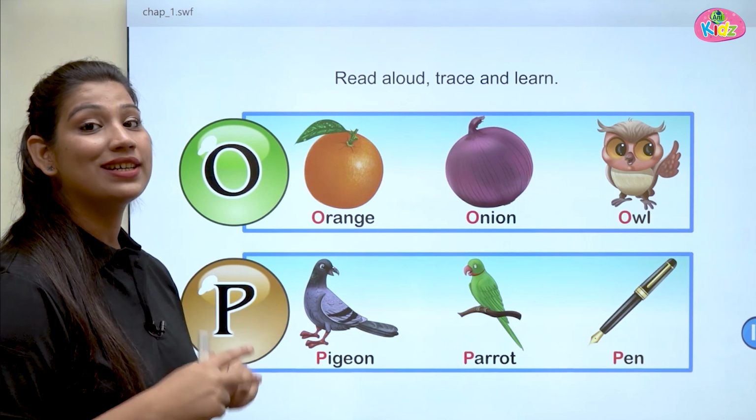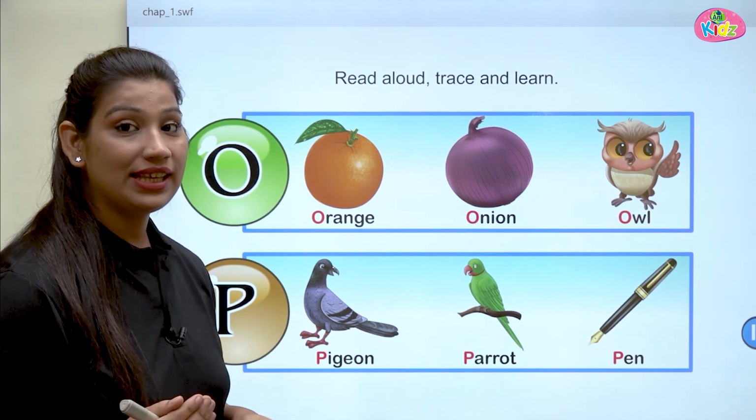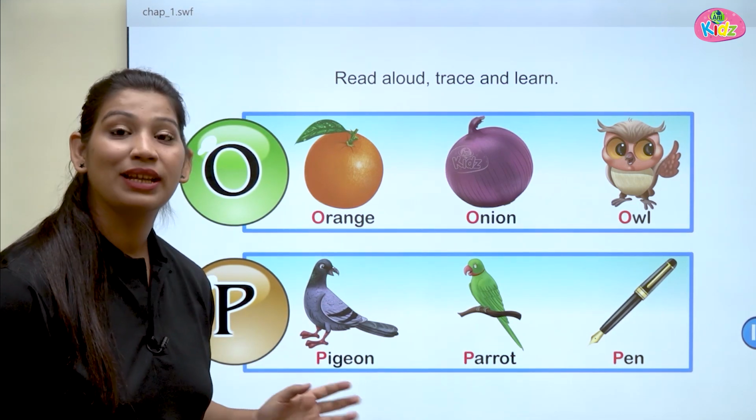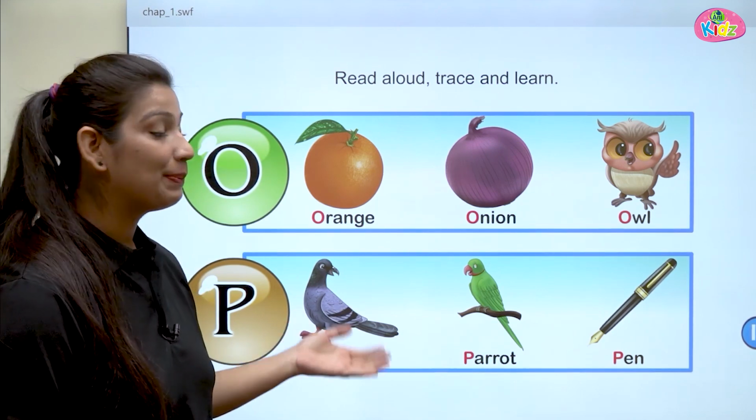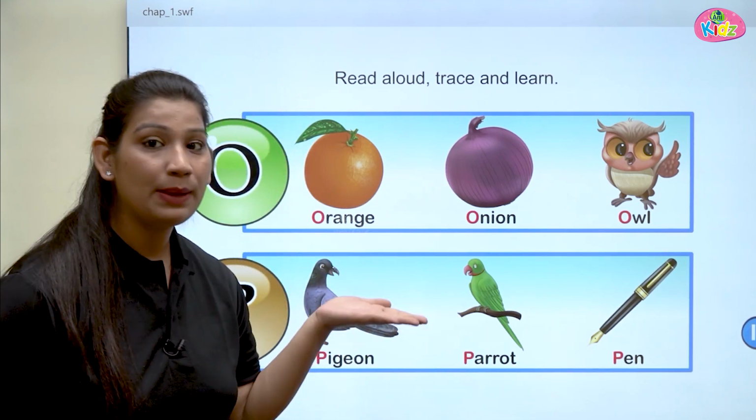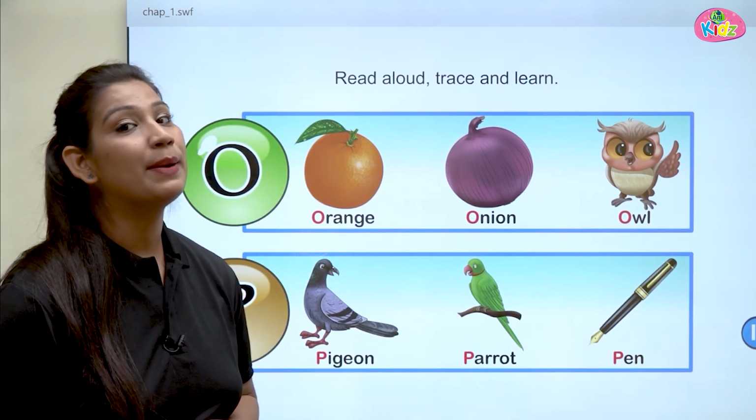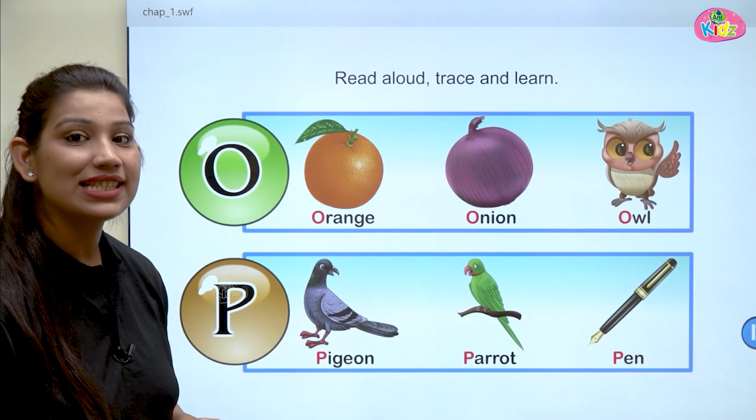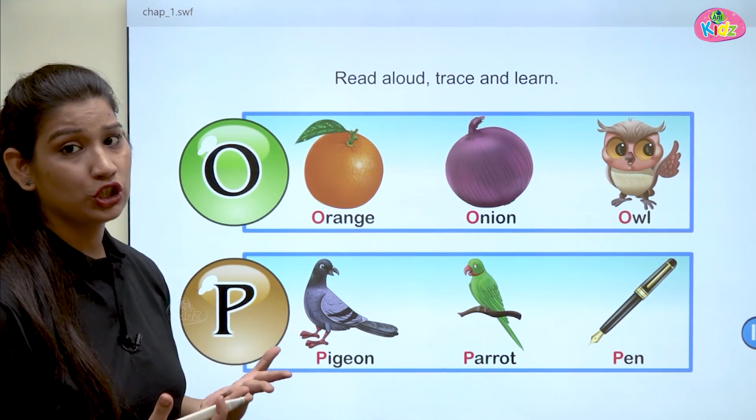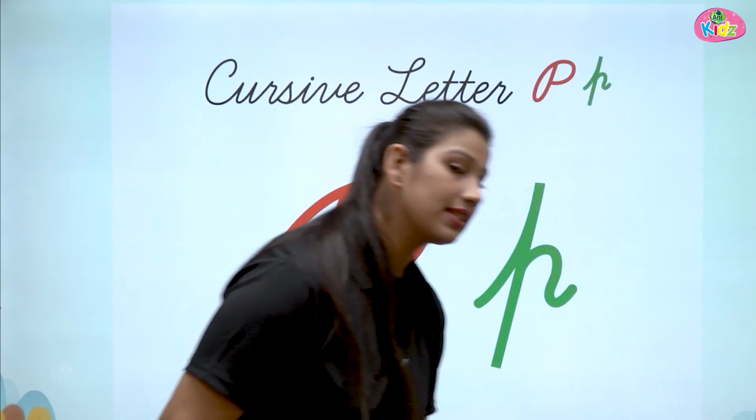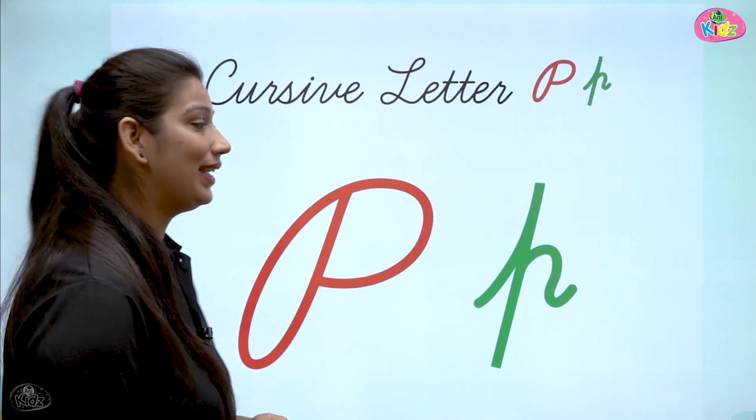We have two birds here with letter P. P says per. P per pigeon. P per parrot. P per pen, which help us to write. Let's move to the writing part and understand how to write letter P.